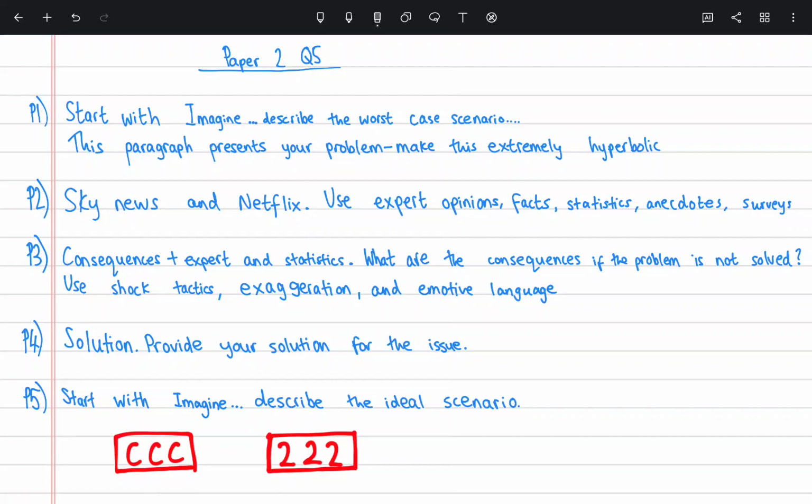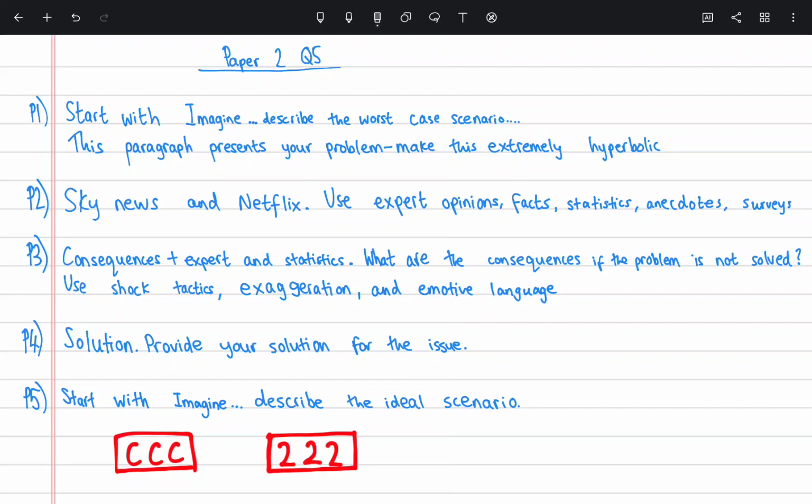Paragraph number 2, you could be referring to expert opinions. So using expert opinions, facts, statistics, anecdotes, and even surveys. So for example, you could be providing reasonable stats, so made up facts or made up statistics, right? Based on information carried out or presented by Sky News or, for example, Netflix, right? Now, this does not need to be true, but it does need to sound reasonable, okay? Make sure it sounds realistic and nothing silly. So that would be paragraph 2.